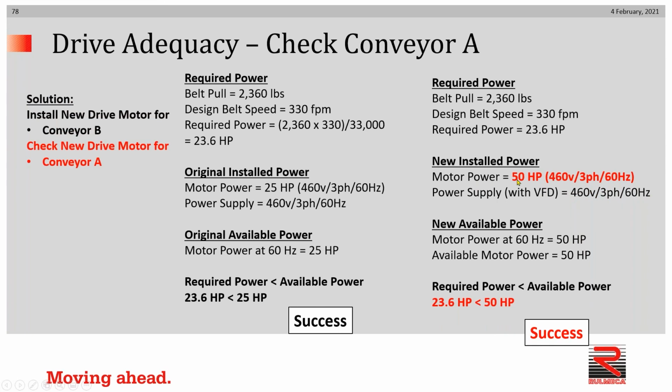If we leave our 50 horsepower installed, and it has been designed to run on 460 volt, 3-phase, 60 hertz, and we use that exact frequency, of course, we're going to have 50 horsepower available. 50 horsepower exceeds the required power of 23.6, and we will have a successful application on the A parameters. So conveyor A and conveyor B will both be able to run continuously, indefinitely with this setup.